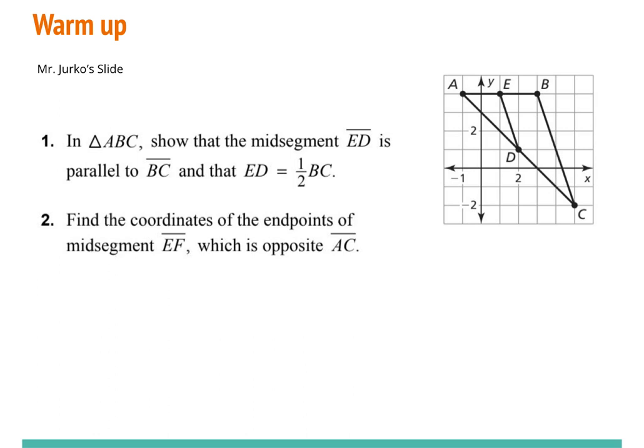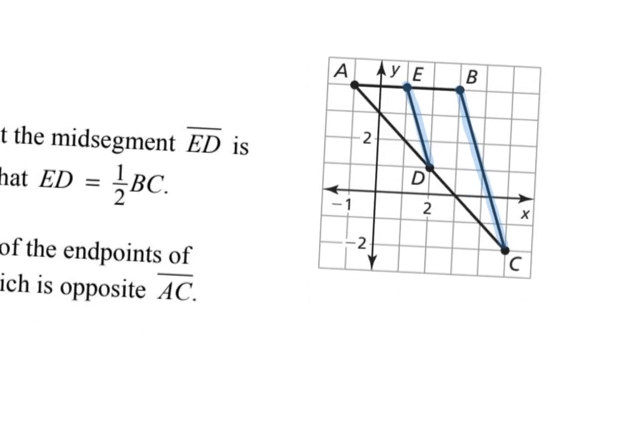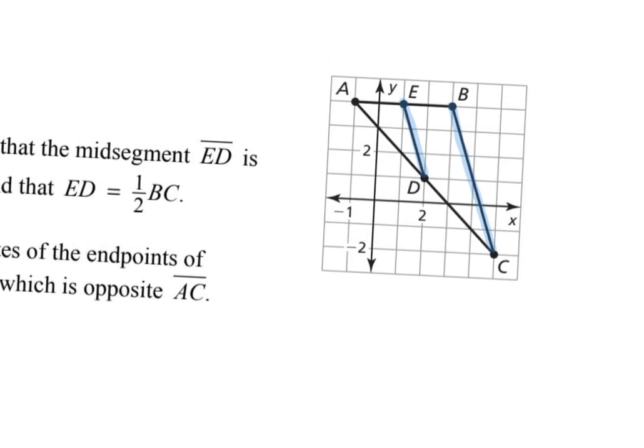All right, so in triangle ABC, it wants us to show that the mid-segment ED is parallel to BC. So let's go ahead and highlight both of those segments. It wants us to show that this segment is parallel to this one. How can we show that two segments are parallel? Emma? If they have the same slope. Booyah! If they have the same slope.